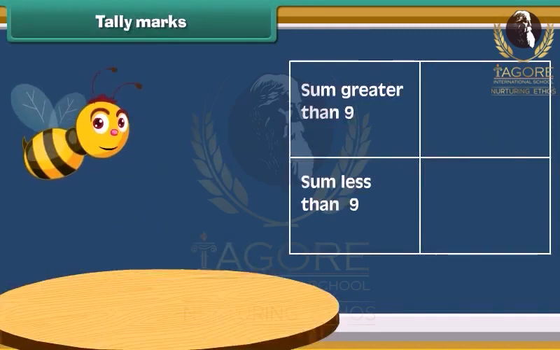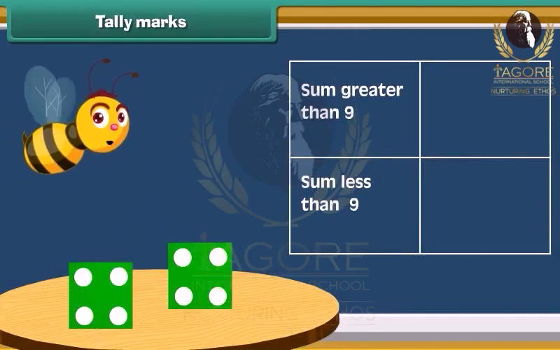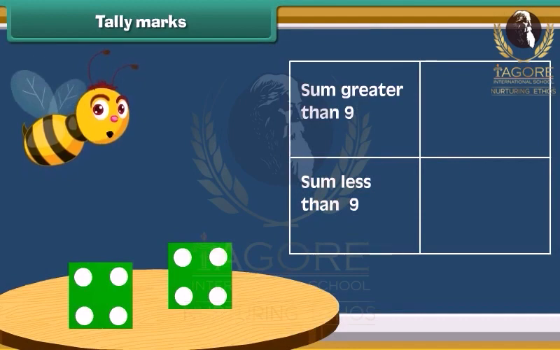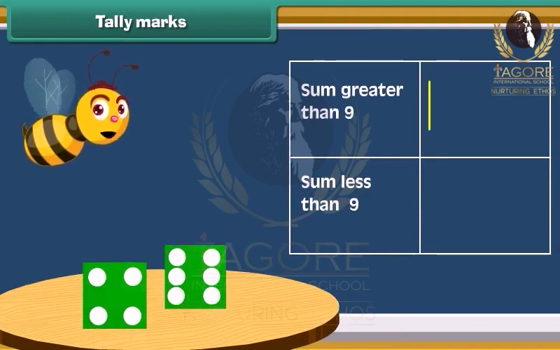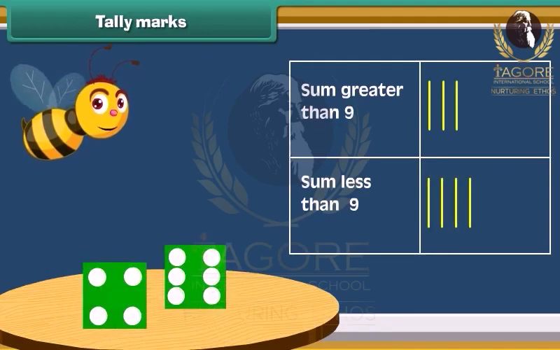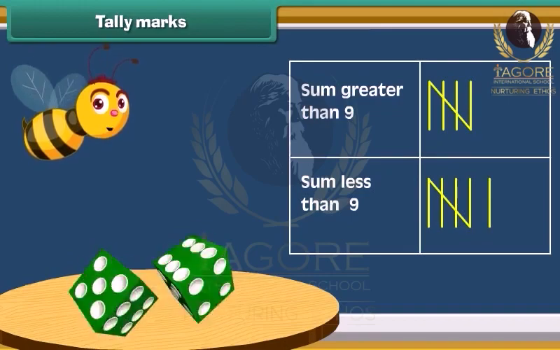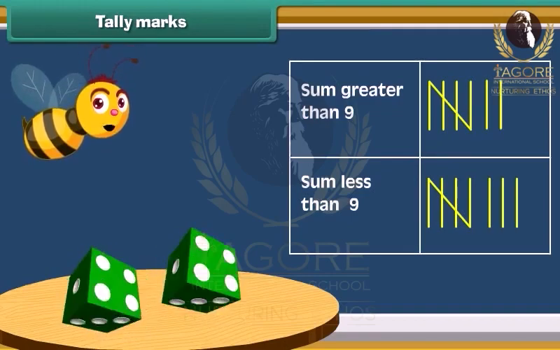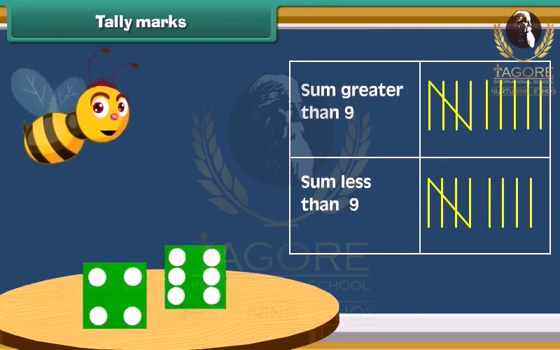Now let's do an activity. Take 2 dice. Throw both the dice together and note how many times the sum of numbers on both dice is greater than 9. Also note number of times sum is less than 9. Do this activity for 20 times and mark in the table each time.